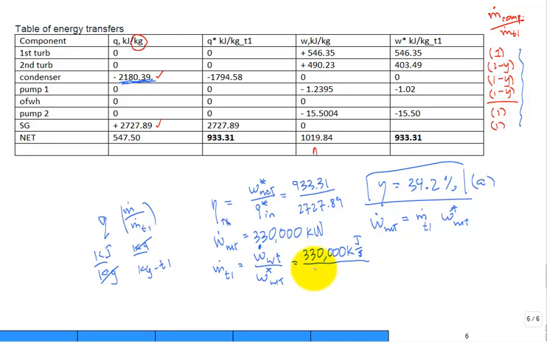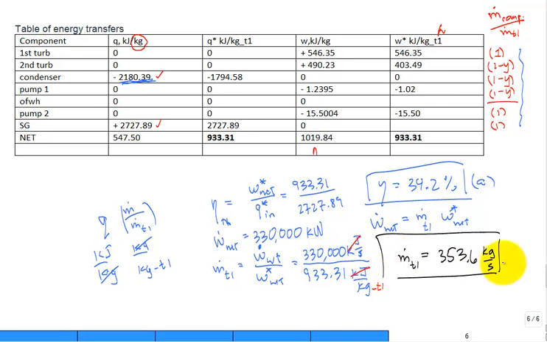And then what was this one? This one was our 933.31 kilojoules per kilogram. So what you can do is you can do kilojoules goodbye, and then you see it's kilogram, and I should have put first turbine because that's what it is right here, first turbine. And so our answer is the mass flow rate going into the first turbine turns out to be 353.6 kilograms per second. That's our answer for part B.